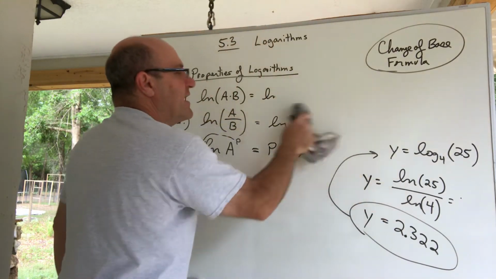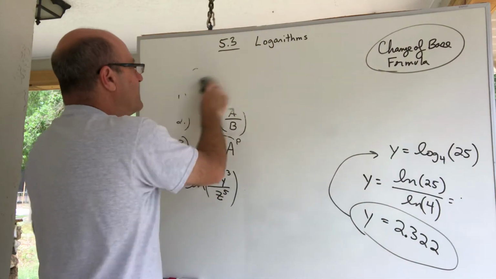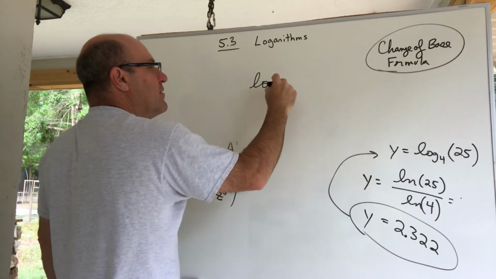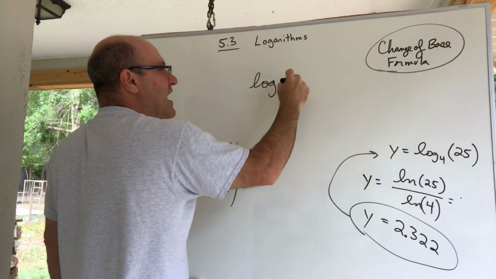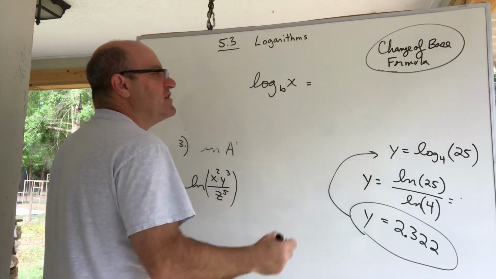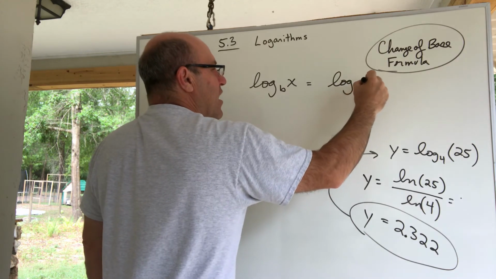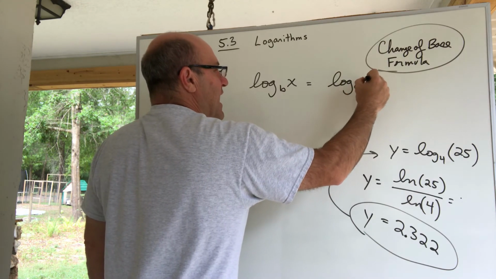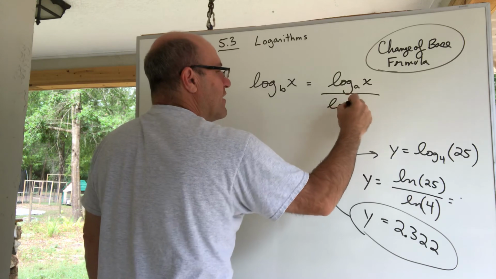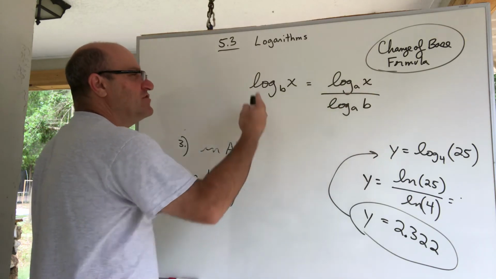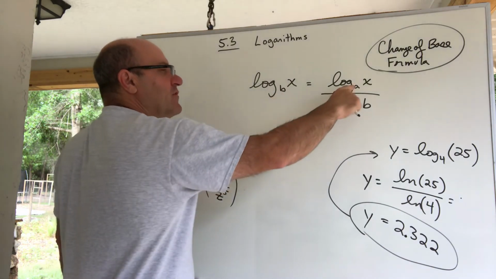Let me officially write that change of base formula for you. The change of base formula says if you have the log base b of any x, you can change it to any base you want. You've got to make it the log base a of x over the log base a of b. You're changing from a base b to a base a.